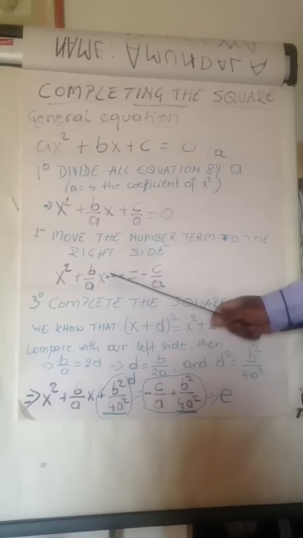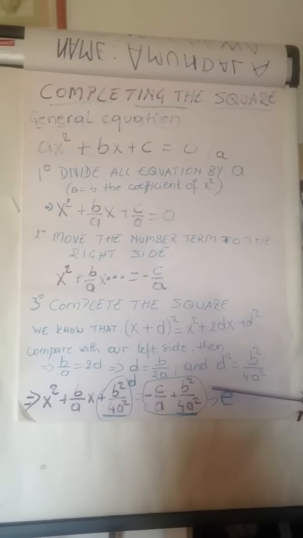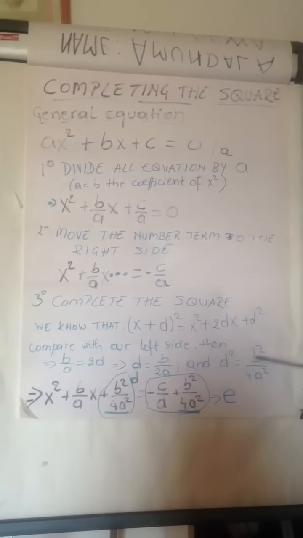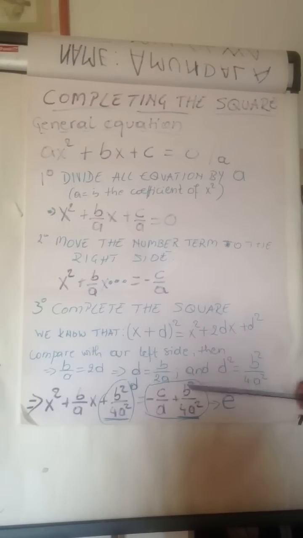So we'll introduce it in our equation, and we have it here. To keep the equation unchanged, we need to have this d squared value on both sides. So that's why it is here and here.